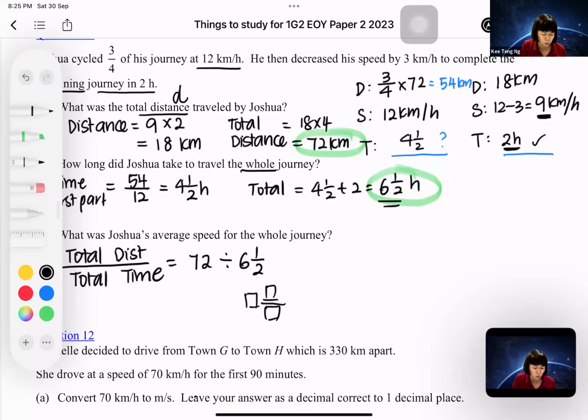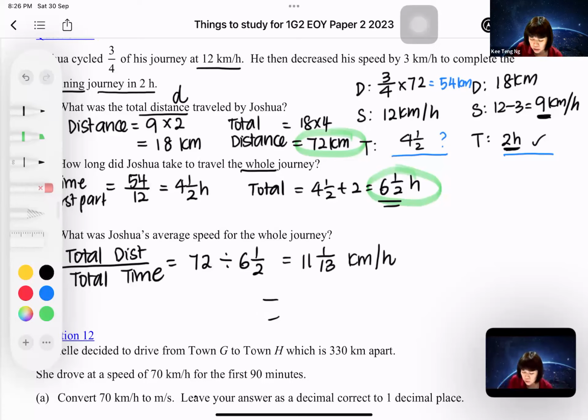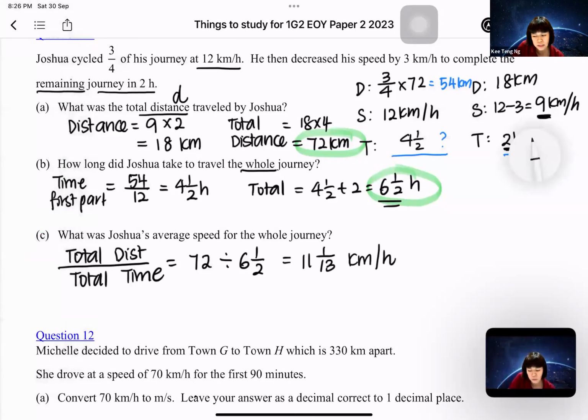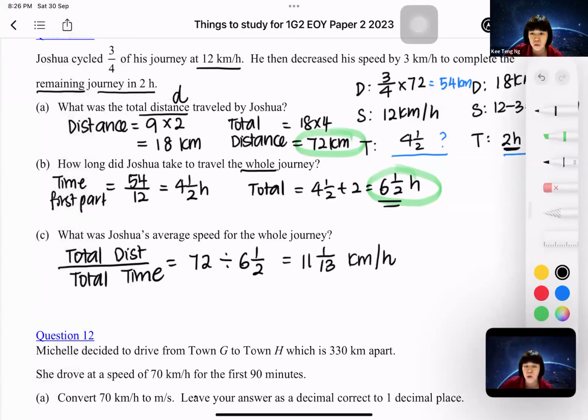Then for me, oh, I got a fraction. Okay, this one gives me 11 1/13 kilometers per hour. Okay, for this kind of answer, try not to use decimal places. Leave it in fraction as exact as possible. So you can change it to a mixed number. Try not to use decimal places. Leave it as fraction, as exact as possible. Is this okay?